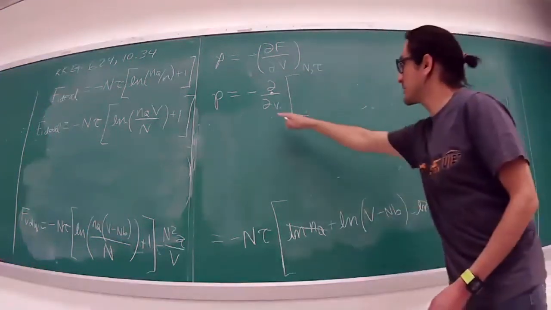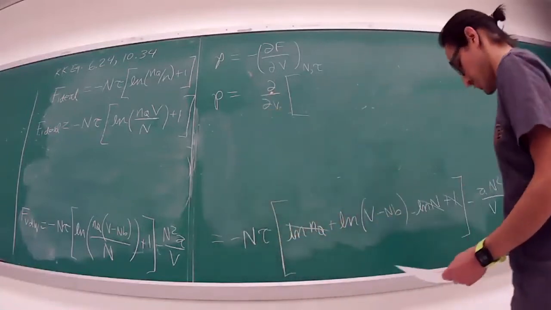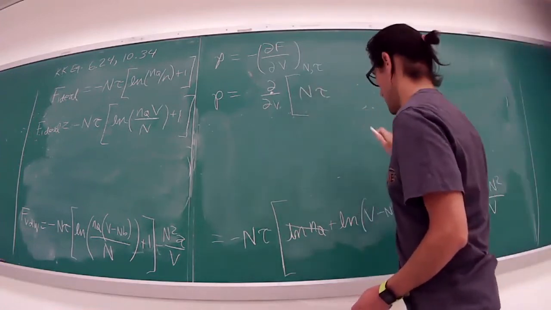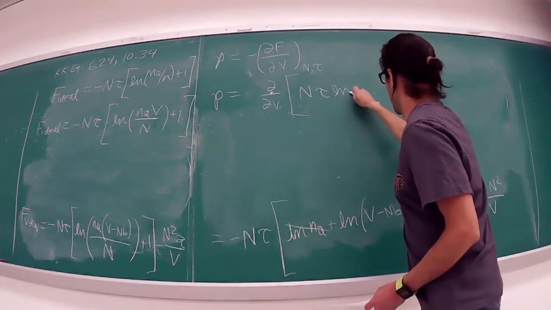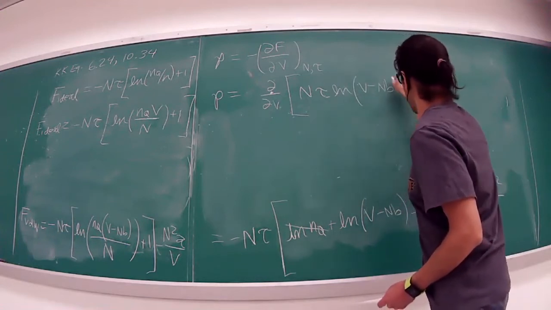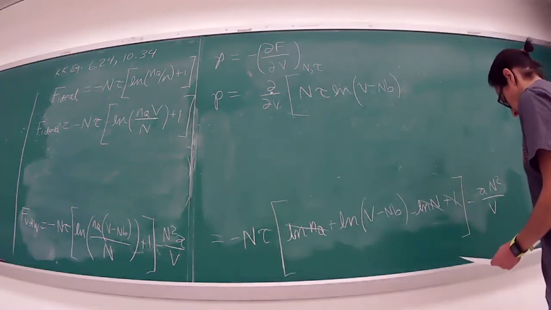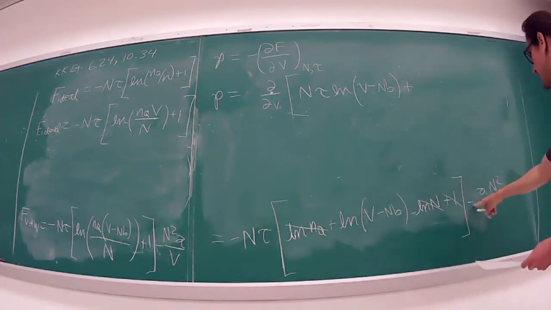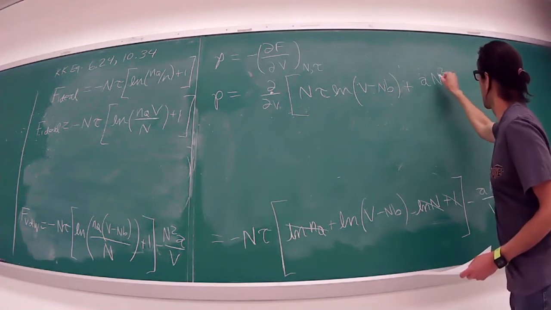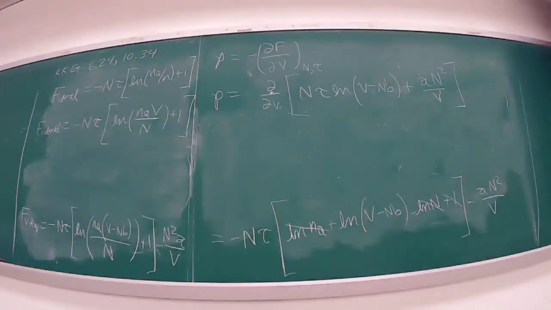Then we have this negative over here and this negative over here, so I can remove that negative. It's going to be N tau natural log of V minus NB, plus we have this negative over here, A N squared divided by the volume.